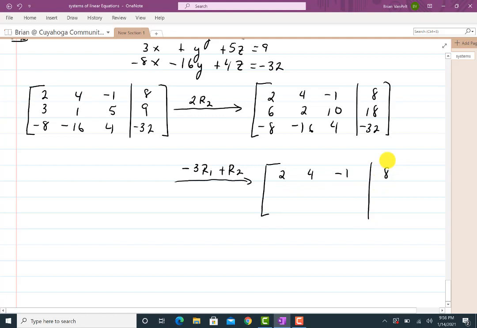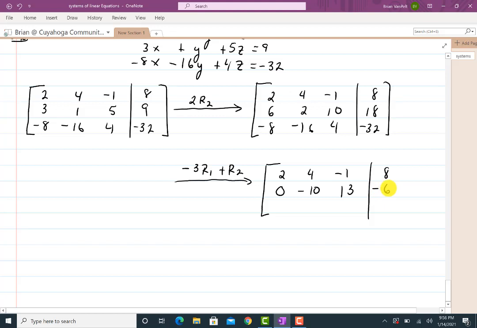So I'll get a 0 there. Now let's see what happens here. Negative 3 times 4 is negative 12, plus the 2 gives us negative 10. And then 3 plus 10 gives us 13. And then negative 24 plus 18 is negative 6.